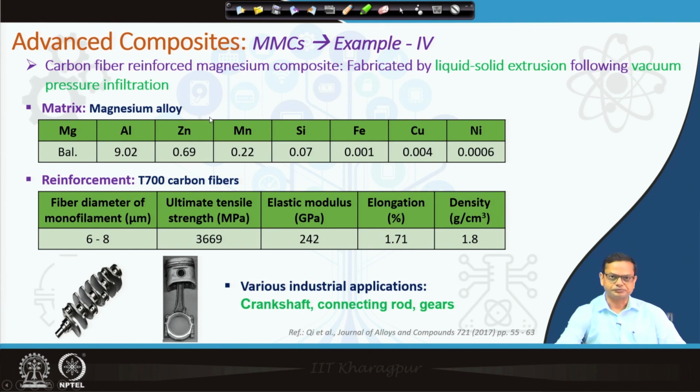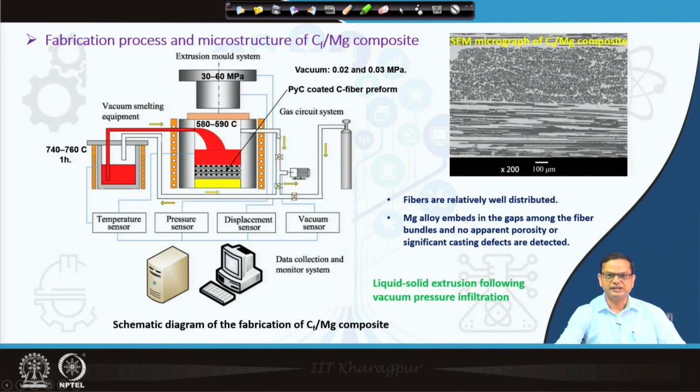All right. Now, what I want to show you is how the processing is done. This processing is basically liquid solid extrusion followed by vacuum pressure infiltration. Now, what is happening here? If you see here, we have the liquid melt being prepared. Here the magnesium alloy is being molten, and then by applying the vacuum pressure, this liquid melt is ejected towards this chamber.